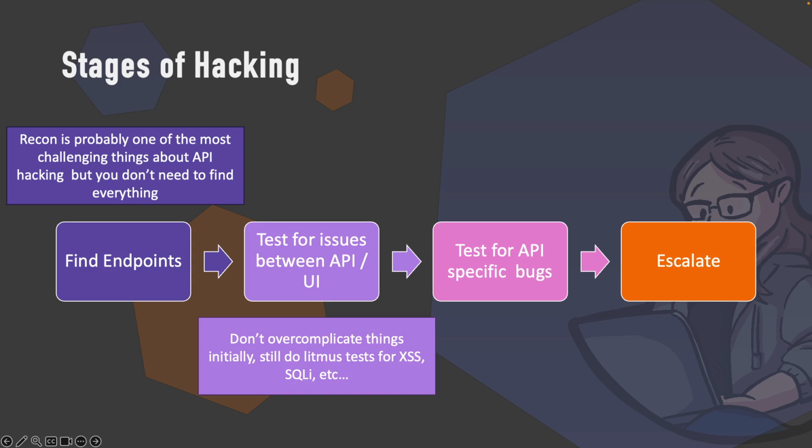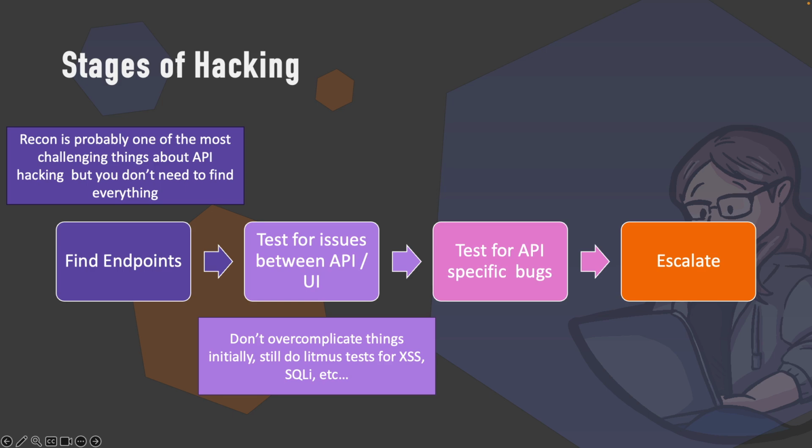A lot of people overcomplicate API hacking and they're like, oh, it's this brand new thing. Initially, just do the same litmus test you would do for any other web application, because at its core, an API is just another web application. Look for cross-site scripting, SQL injection, whatever other acronyms you want to hunt for. Check that the API, if you access it directly, doesn't have, say, WAF filtering.